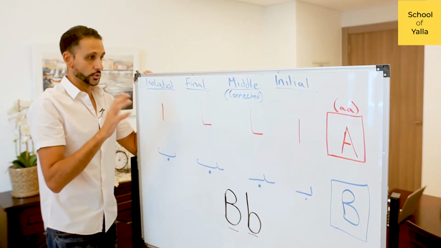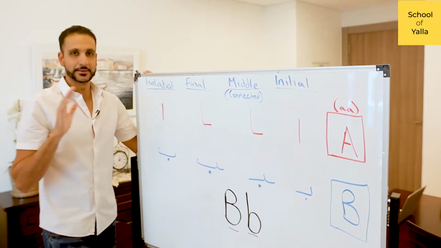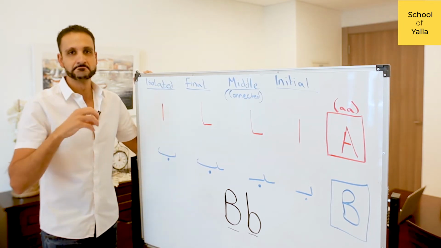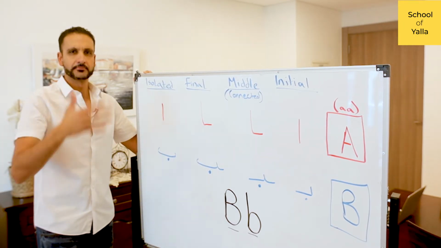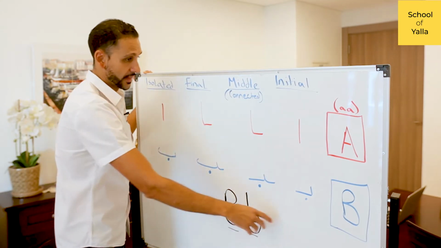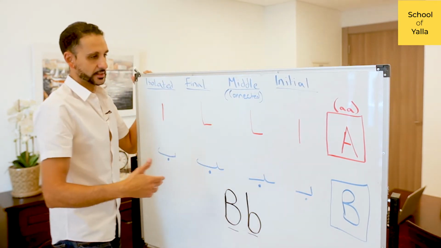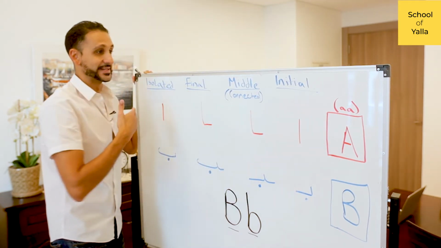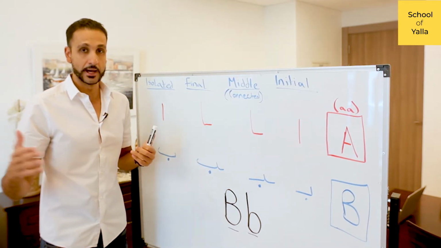Okay, so this is gonna make sense when we start writing, but I just wanted to give you guys a quick overview of this. Now, taking a look at the B, this makes the exact same sound as English, b, b, b. However, the A in Arabic is an extended A, okay? Tamam.